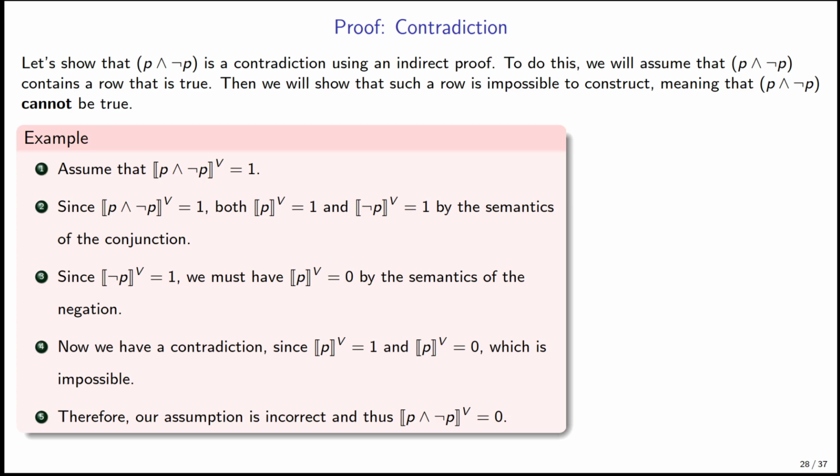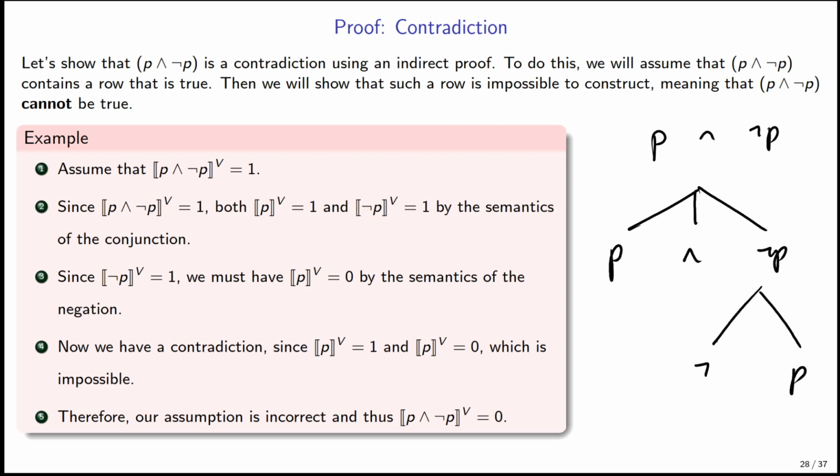So let's just draw the truth tree for this, P and not P. This is going to break up into P and then not P, and then not P is going to break up into not and P. So a contradiction is 0 in every situation, in every row. So what we're going to do is say, hold on, let's force this to be true and see what happens. Okay, so this is our first step. We're going to assume that P and not P is true for some situation V.